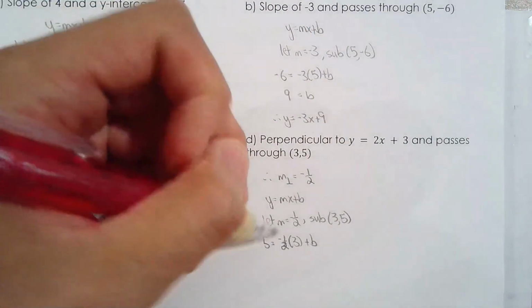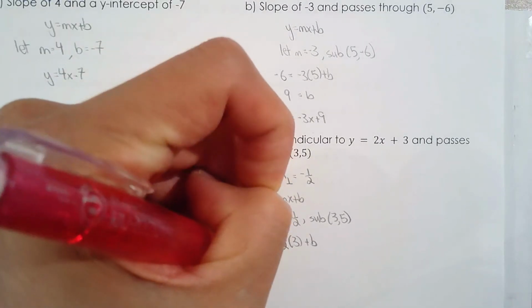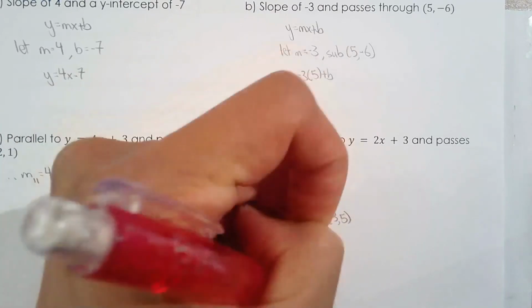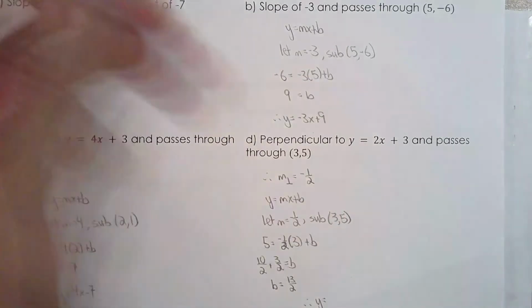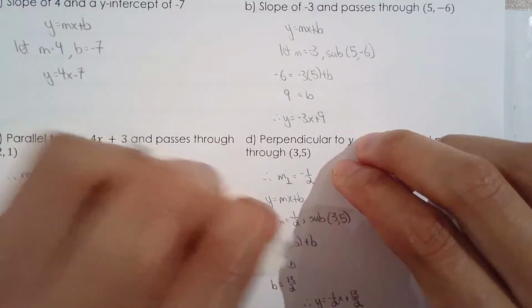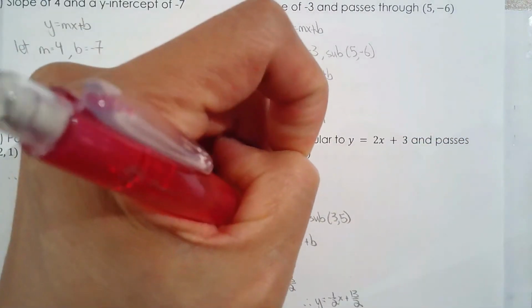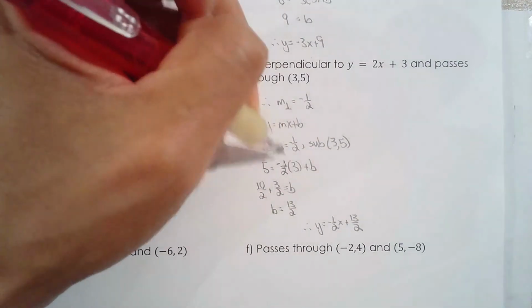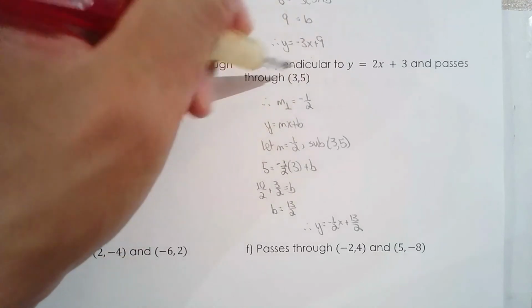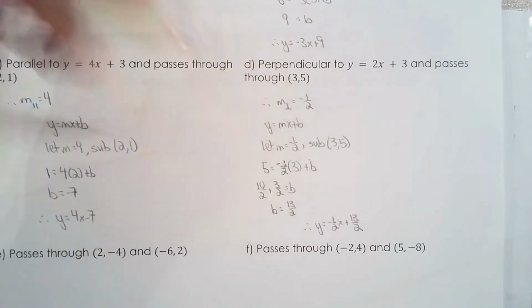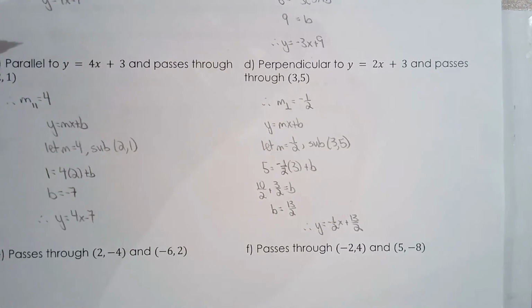Okay, this one, I'll show more steps for this one. So this is 10 over 2 plus 3 over 2. So b is 13 over 2. Therefore, the equation of the line is y = -1/2 x plus 13 over 2. Okay, so sub in the slope, and you know the slope is -1/2 because your line is perpendicular to y equals 2x plus 3, so negative reciprocal. Sub in the point, and just make sure you follow the algebra correctly. Rearrange and perform your inverse operations.